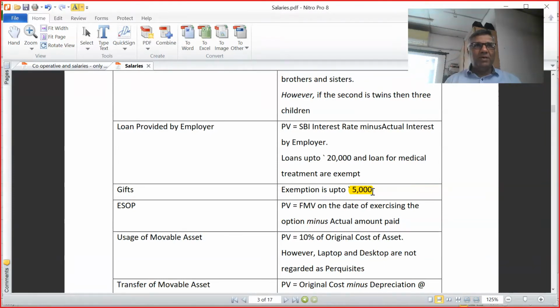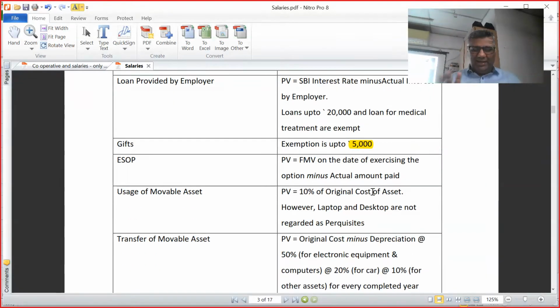Marriage. Gift on the occasion of the wedding of the employee will not be taxable. Wedding of the employee's daughter is taxable. Those are okay. Inter level that can be, but at your level, okay.